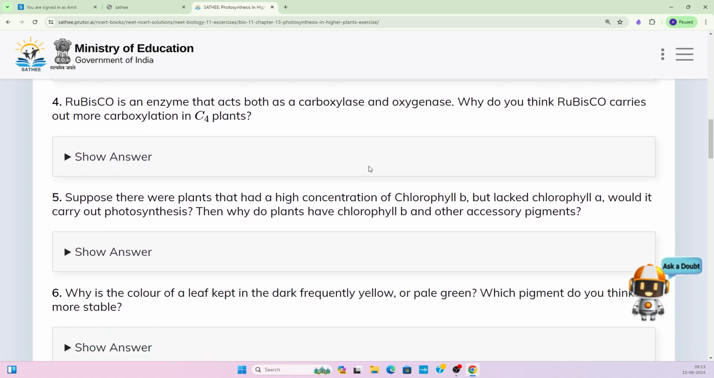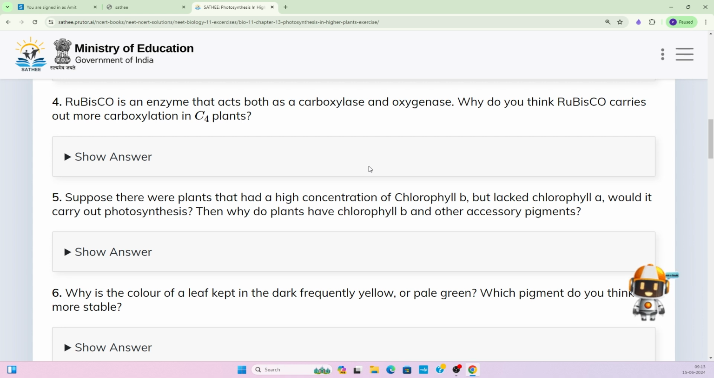So moving to our next question. The next question is, Rubisco is an enzyme that acts both as a carboxylase and oxygenase. Now this is a very, very important enzyme that takes part in the process of photosynthesis, that is the Rubisco. It is an enzyme that acts both as a carboxylase and oxygenase.